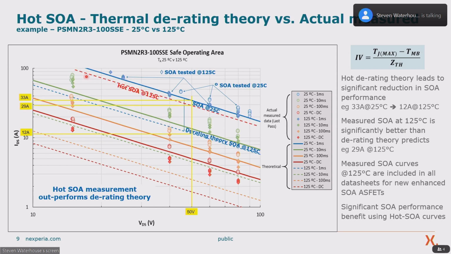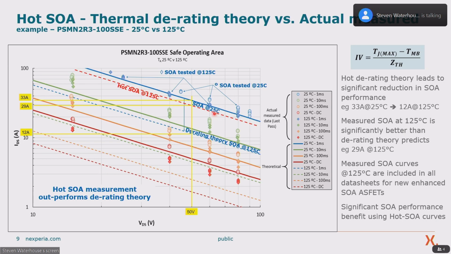What we ideally would like is to put the hot SOA line in the graph, and you can see here that's what we've done. So at 125 degrees C, there is a small derating from the 25 degrees C line, but this is based on actual test rather than some calculation.